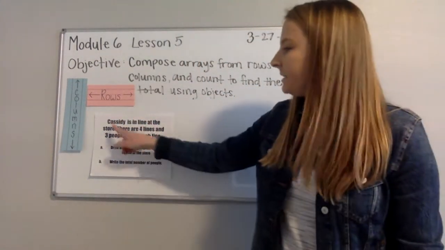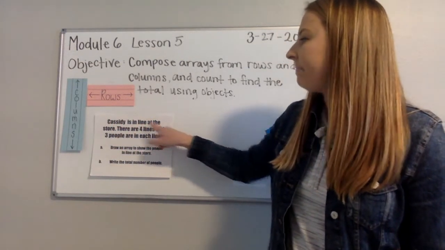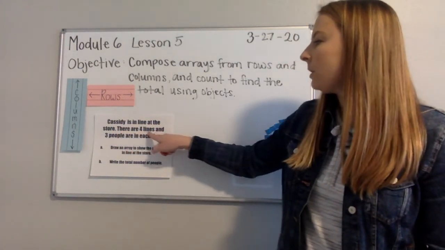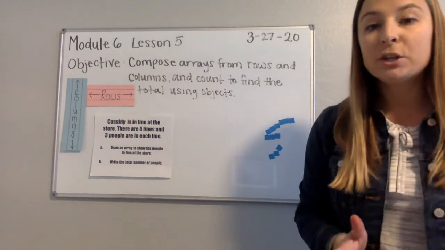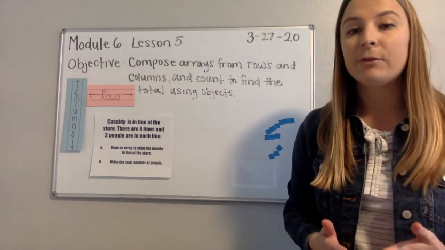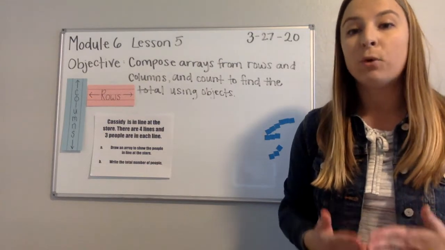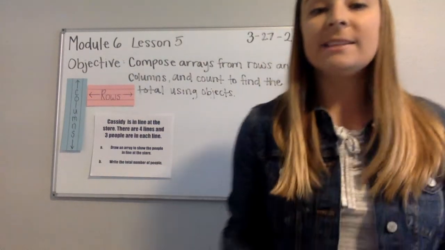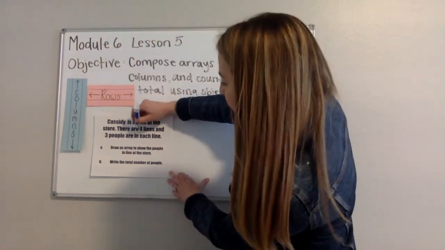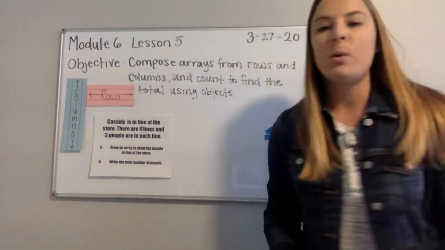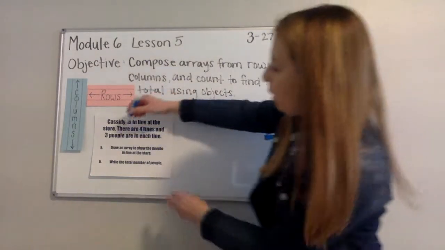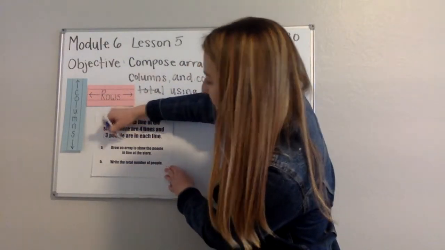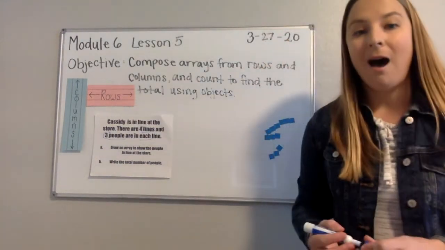Our word problem today says Cassidy is in line at the store. There are 4 lines and 3 people are in each line. I'm going to stop right here because there's important information that I need to look at before I can move on. The first thing that stands out to me is that there are 4 lines. So in my head, I'm imagining 4 lines of people. And I know that there are 3 people in each line.